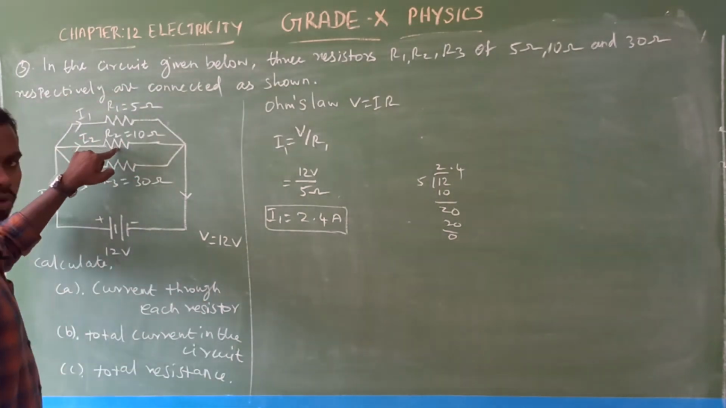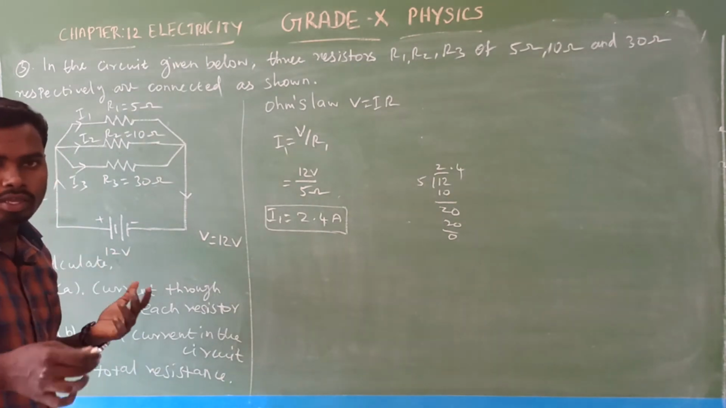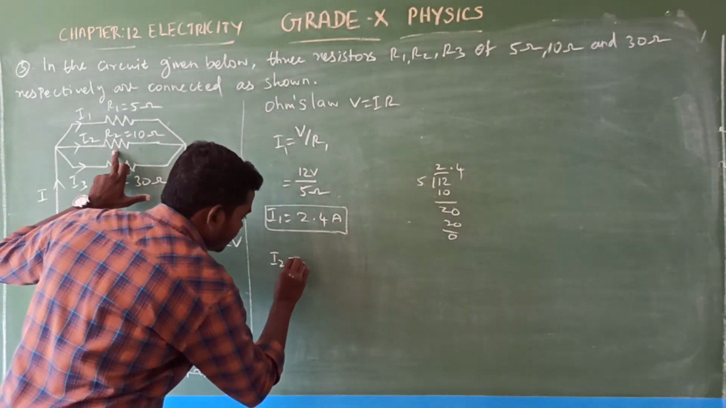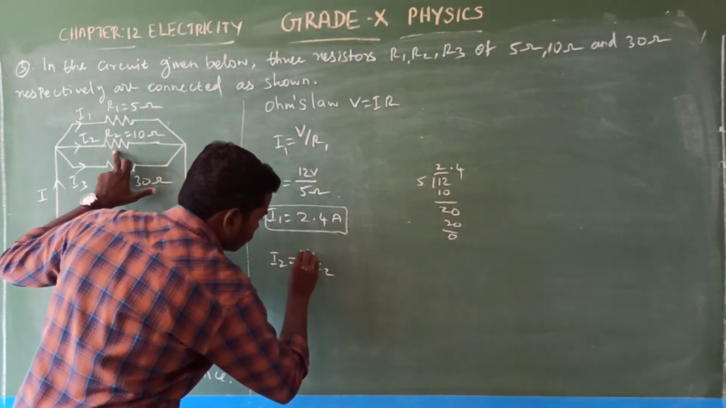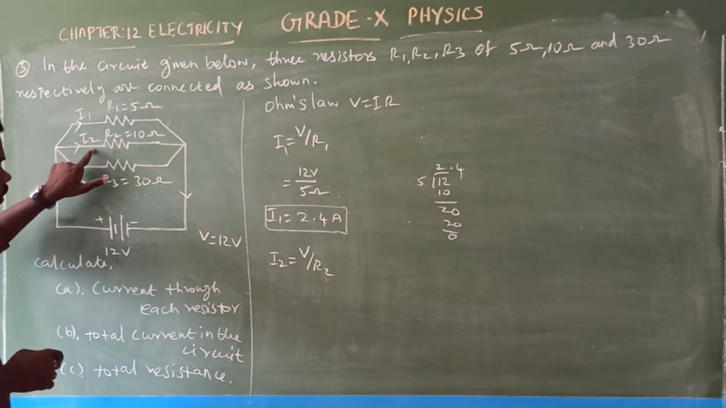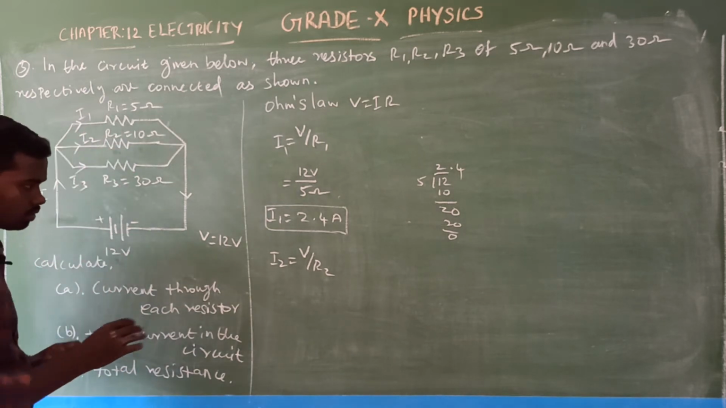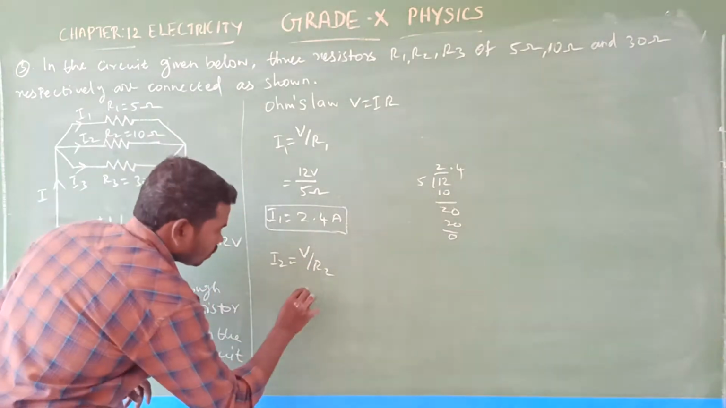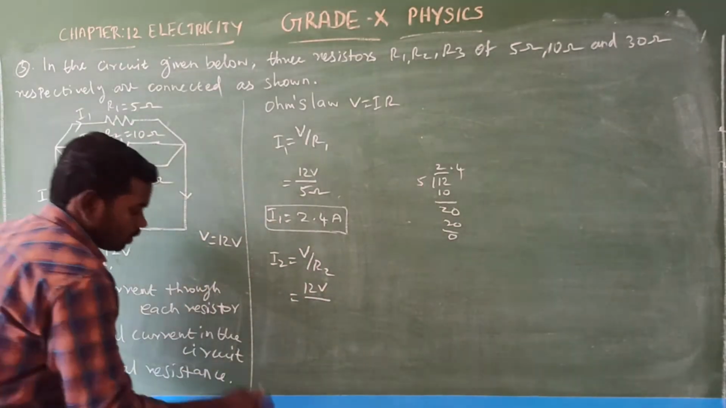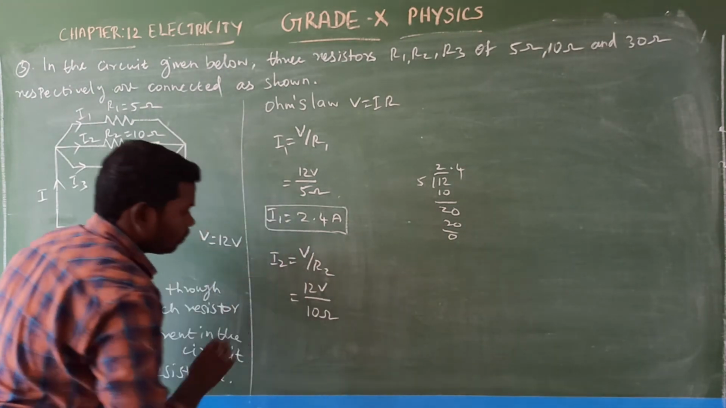Next, come to resistor R2. Next we are going to find out how much current is flowing across the resistor R2. So just modify the formula: I2 is equal to V by R2, because across the resistor R2 the current is I2 and the potential difference remains the same, that is 12 volt. So potential difference 12 volt divided by the R2 value. How much? 10 ohm. R2 value is 10 ohm.